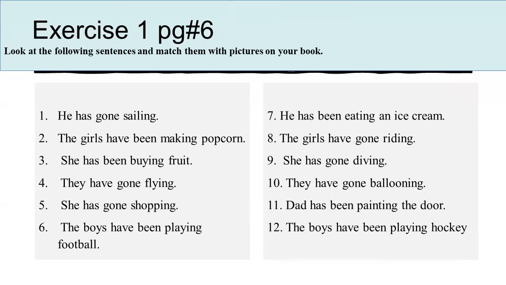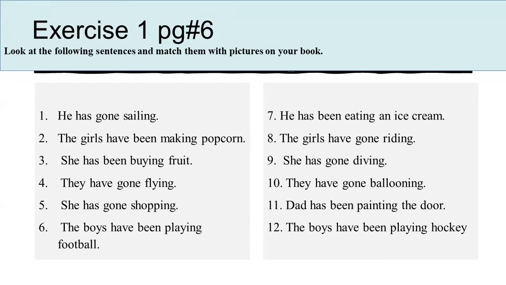You have sentences in this video from 1 to 12. What you are going to do is read the sentence. For example, he has gone sailing. Look into your book and find the picture that deals with this sentence. And also tell us whether this picture shows a completed action without mention of duration, or whether this picture shows an action that has finished just a few moments ago.